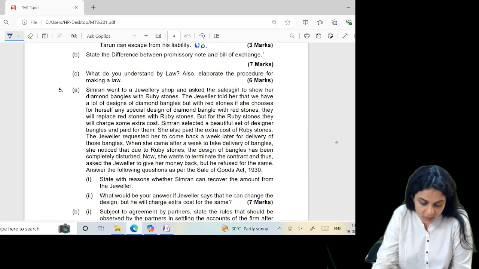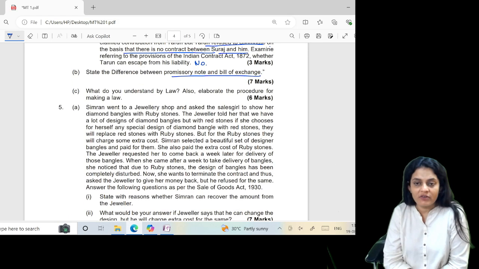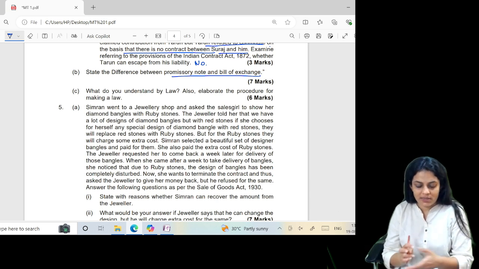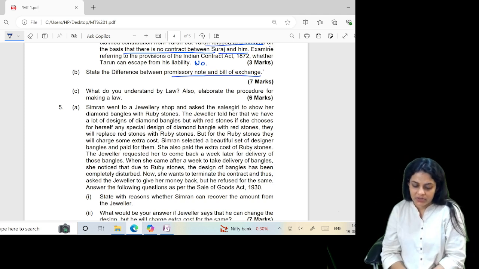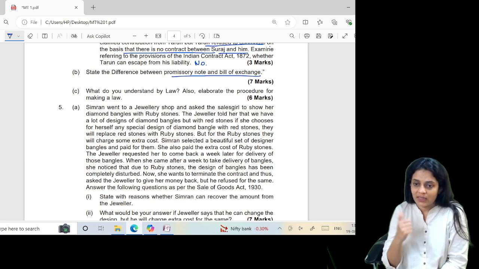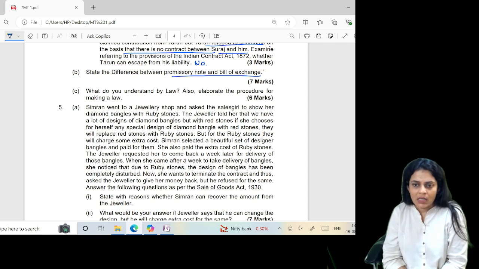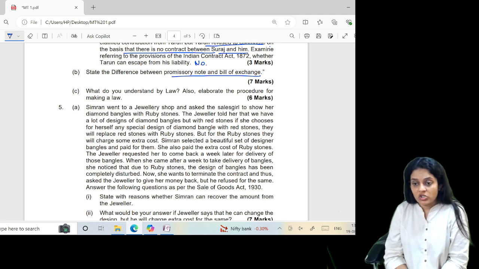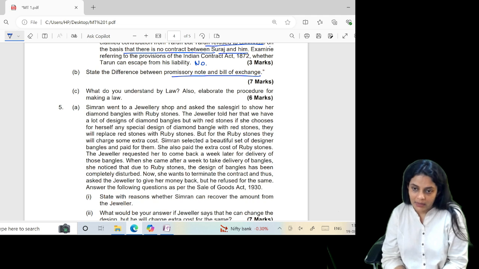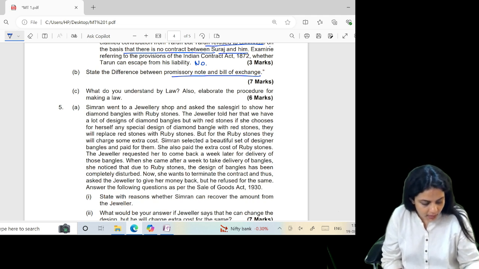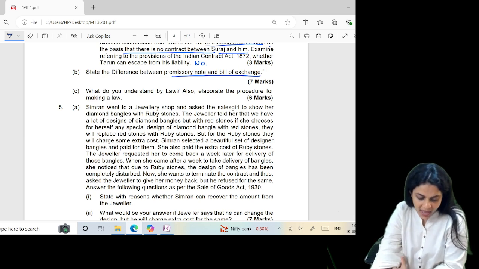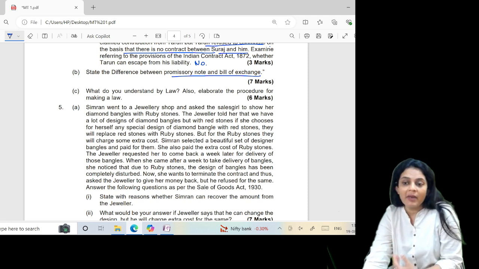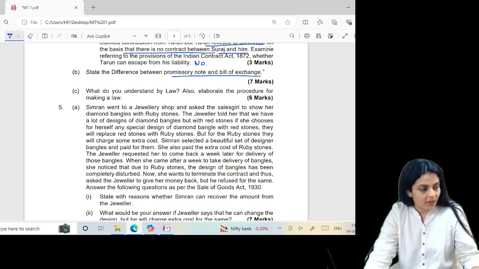Moving on to the next question, state the difference between promissory note and bill of exchange. First, give the definition. It's an unconditional promise to pay, whereas this is an unconditional order signed by the maker directing a certain person. In a promissory note, there are two parties. In a bill of exchange, there are three parties. In a promissory note, the maker's liability is primary, whereas in a bill of exchange, the drawer's liability is secondary and conditional. Then, in case of a promissory note, acceptance is not needed, whereas a bill of exchange needs to be accepted. A promissory note can never be made payable to bearer, whereas a bill of exchange can be made payable to bearer.